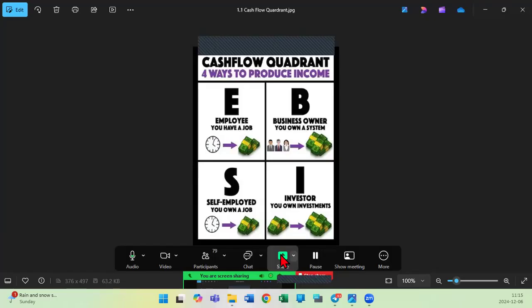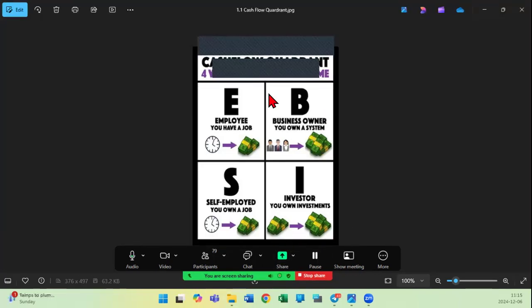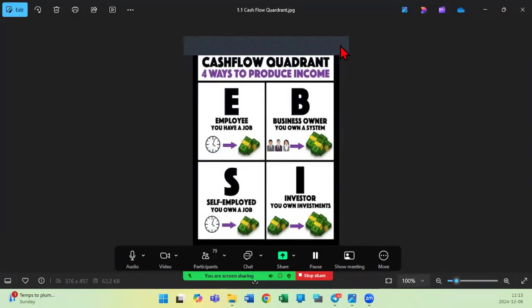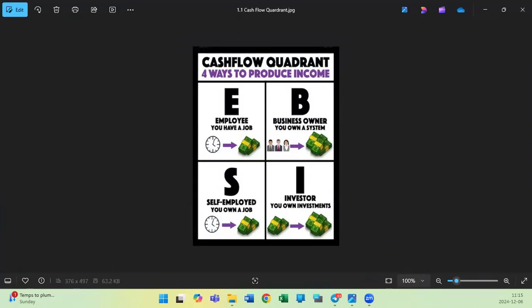Okay. So I want to talk to you about the cash flow quadrant. The reason why I want to talk about this first is because this kind of sets the stage for what is going on. It's a mindset, really. You can spend 24 hours a day working for somebody else and you get paid X dollars, but you've only got 24 hours a day. So let me walk you through the cash flow quadrant.